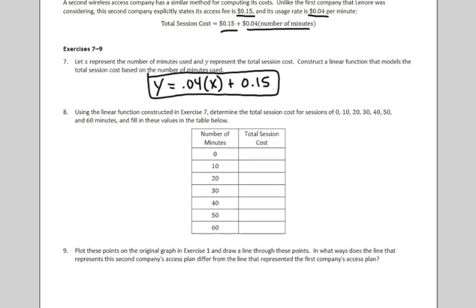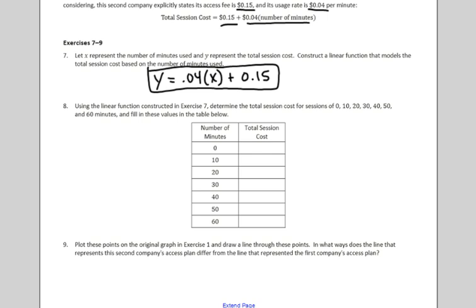Number 8, using that, we're going to find the cost for 0, 10, 20, and so on. So what you're going to do, you're going to plug in, this is x, the number of minutes, and y is the cost. So you would simply plug in y equals 0.04, 0 for x, 0 minutes. And when you solve that, it's 15 cents for 0 minutes. And you continue doing that, and you're changing the number of minutes.